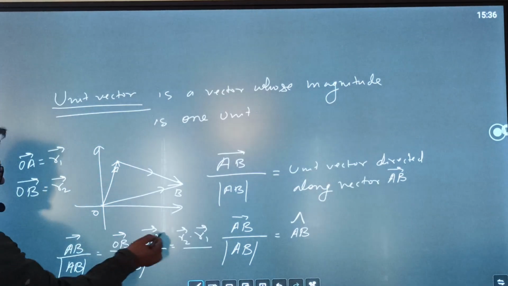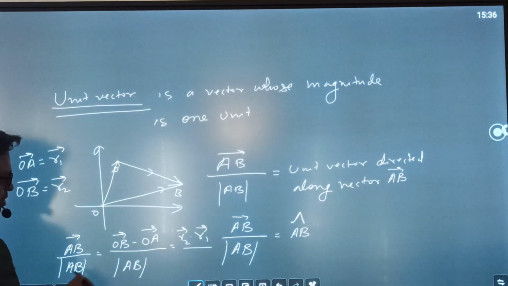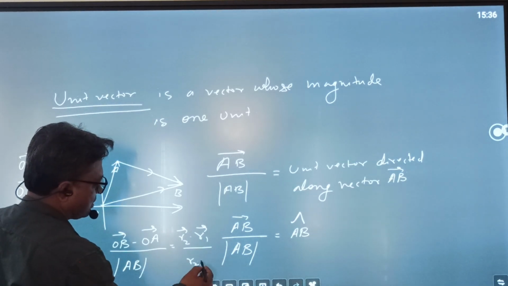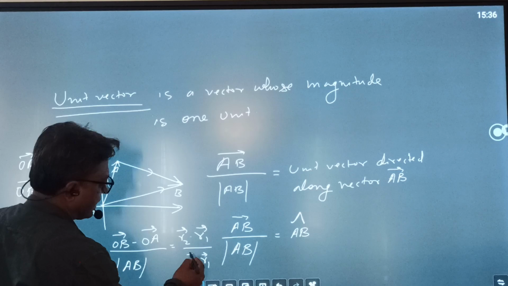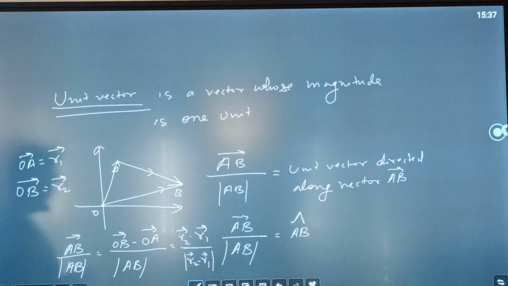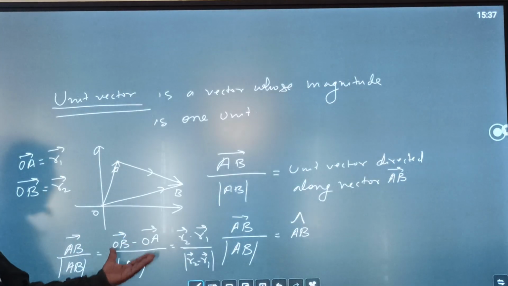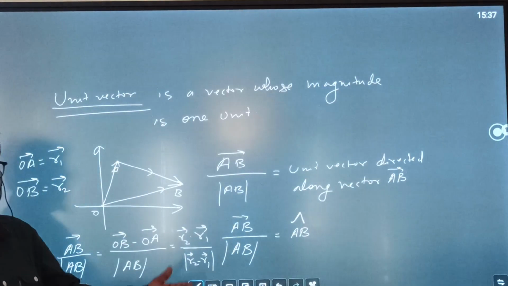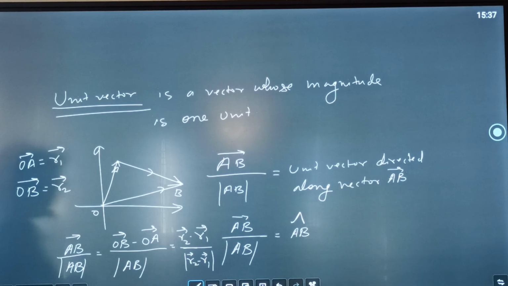So AB we can write like this. Mod of AB we can write like this also, R2 minus R1, and as this is mod, like this. So these are all the same thing. They may appear different, but they are the same thing. Whether we write it like this, like this, or like this, it is not a matter of worry.